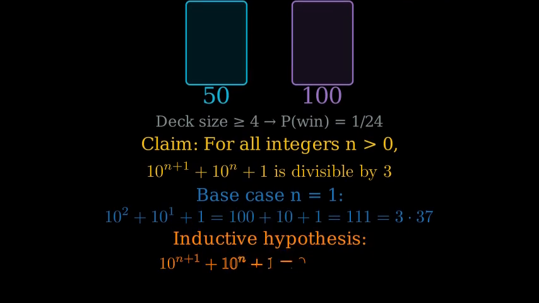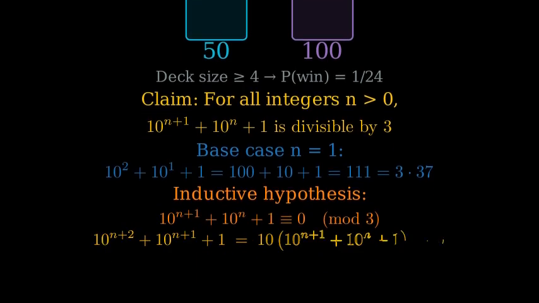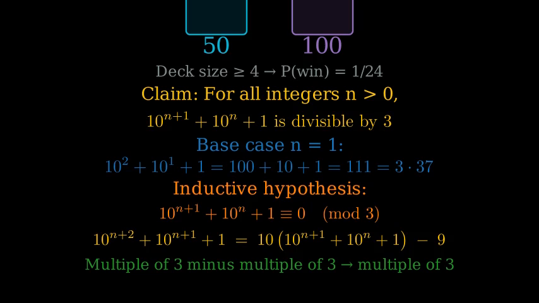Write the next term as 10^(n+2) + 10^(n+1) + 1. Now observe this identity. 10 times the assumed multiple minus 9 equals the next term. Since 10 times a multiple of 3 is a multiple of 3, and 9 is a multiple of 3, their difference is a multiple of 3. That completes the induction. There is also a one-line shortcut using modular arithmetic.